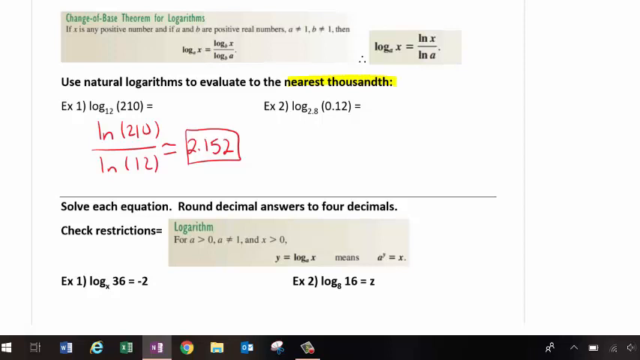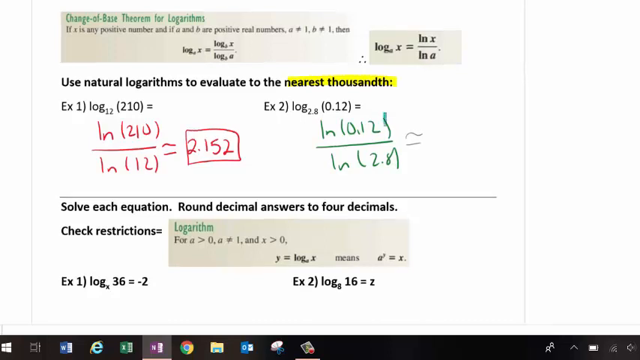So number 2, natural log of 0.12 over natural log of 2.8. Do be careful when you're typing it in your calculator to make sure you close parentheses. What I mean by that is here, a lot of your calculators open it, so you need to close that parentheses before you divide. For this problem, you should get a negative 2.059.